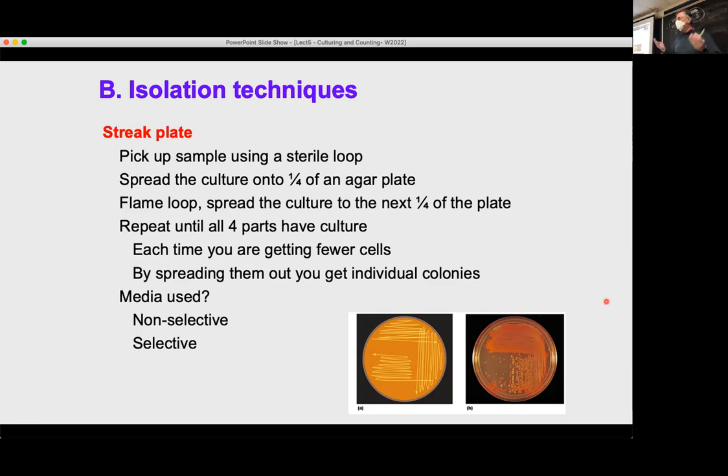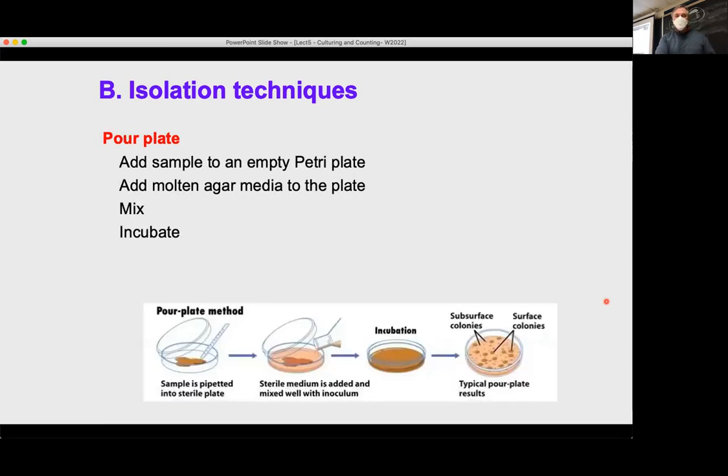I say repeat for four parts of the culture. Some people do 5 sectors, some people do 6. It just depends on your technique. But four is standard for pretty much everyone. Every time you go, you get fewer cells, and you can use both non-selective or selective media.